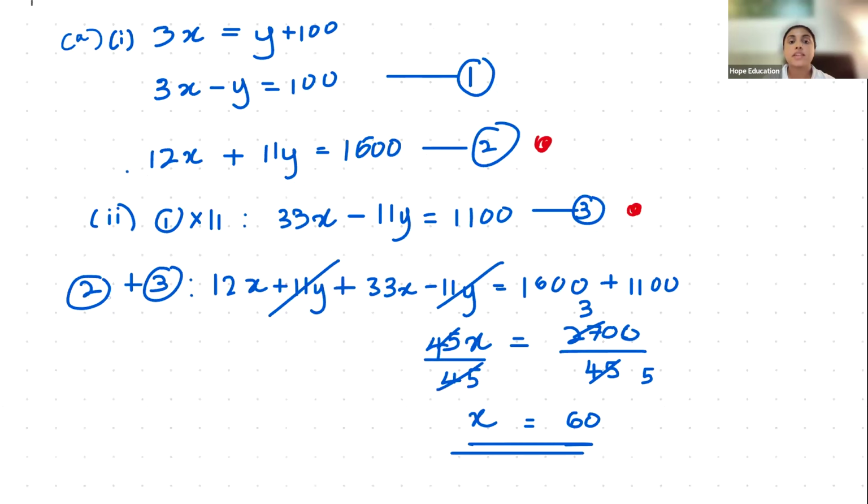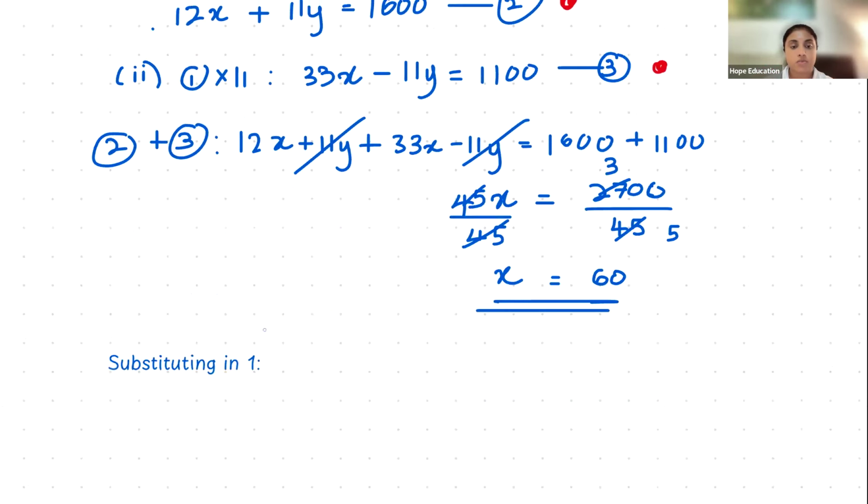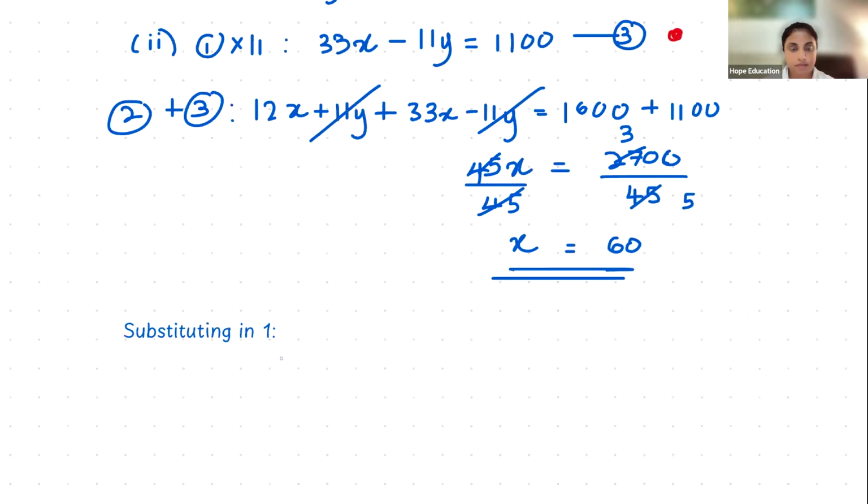Okay. So from any of these equations 1, 2, 3, there are three, we take any equation we like and substitute x. So obviously the first equation is the simplest one, so I will take that. Substituting in 1. Right, again equation 1. So equation 1 says 3x minus y equals 100. So x is 60.